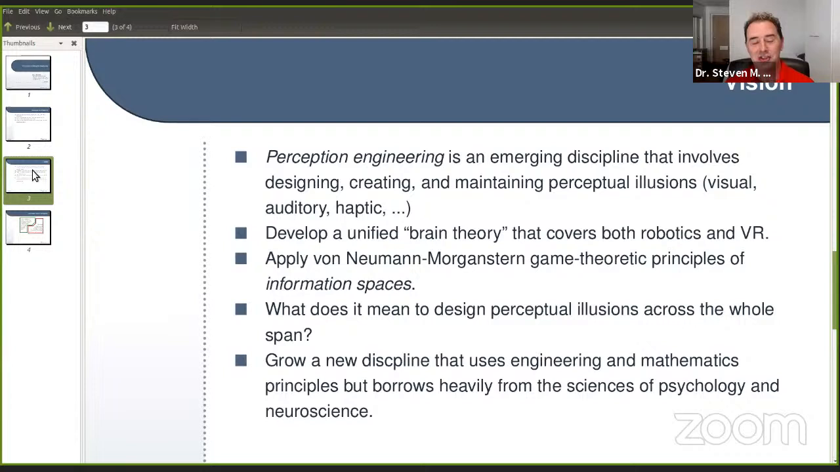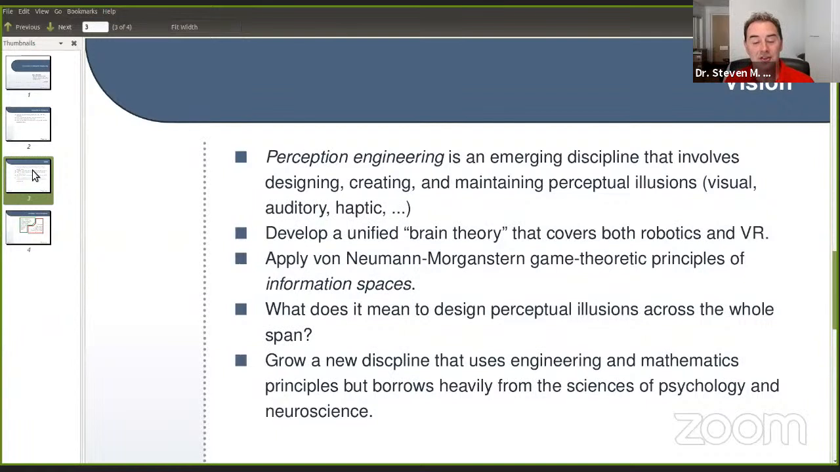So in my own work, I'm trying to develop a kind of, let's say, unified brain theory that covers both robotics, which is a field I've worked in for decades, and virtual reality. And in that, I've been applying ideas and concepts from game theory with this notion of information spaces. I view a lot of these problems of perception as a kind of game where the state of the game can't be measured, but it's interactive. You cannot measure it directly, but you interact through sensing and actuation, whether it's a robotic system or a human system or other organisms. This is the kind of situation that's dealt with.